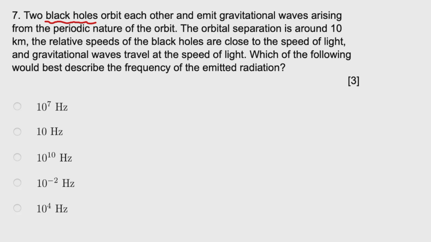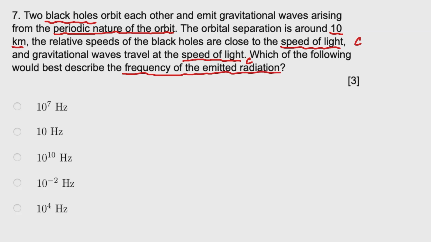It says two black holes orbit each other and emit gravitational waves arising from the periodic nature of their orbit. So we know that it's like a binary system, and they are orbiting each other. The orbital separation is around 10 kilometers. The relative speed of the black holes is close to the speed of light, which is c, and gravitational waves travel at the speed of light. Which of the following would best describe the frequency of the emitted radiation?